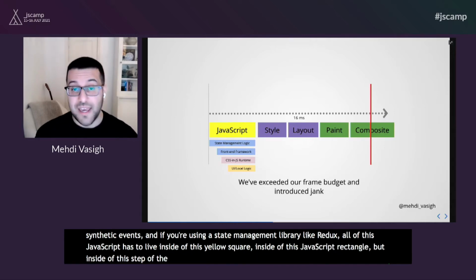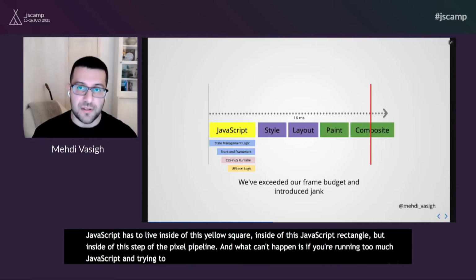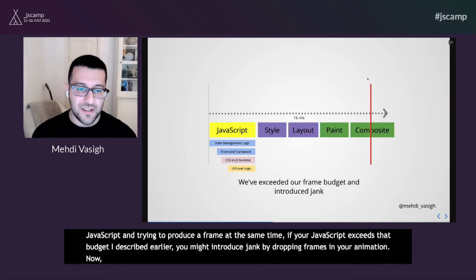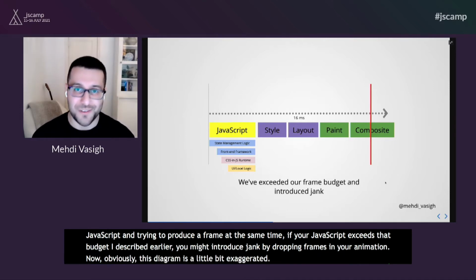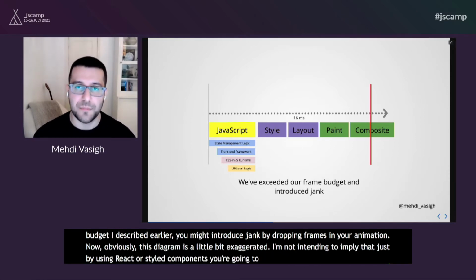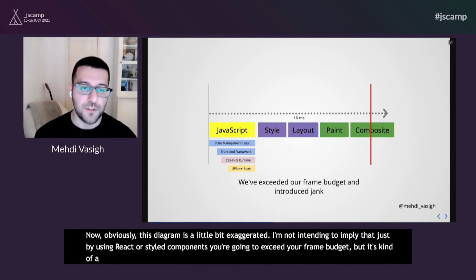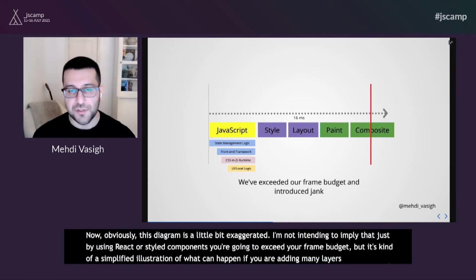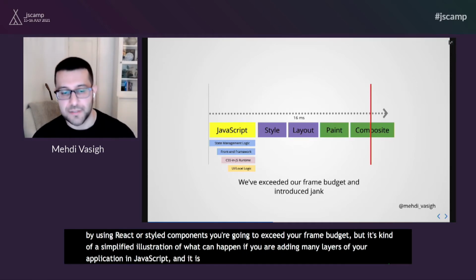And what can happen is if you're running too much JavaScript and trying to produce a frame at the same time, if your JavaScript exceeds that budget that I described earlier, you might introduce jank by dropping frames in your animation. Now, obviously, this diagram is a little bit exaggerated. I'm not intending to imply that just by using React or styled components, you're going to exceed your frame budget, but it's a simplified illustration of what can happen if you are adding many layers of your application in JavaScript, and it's just something to be aware of as you're planning and architecting your applications.